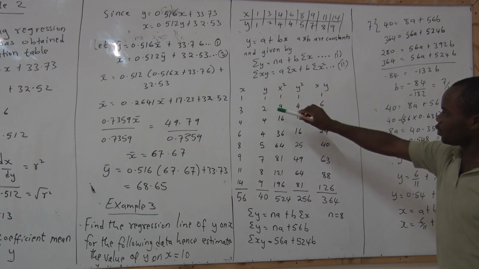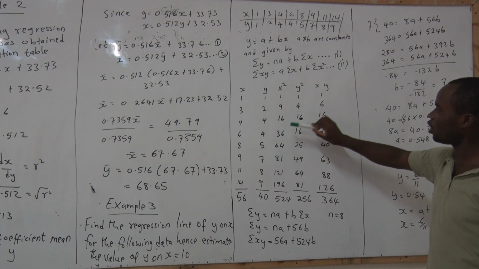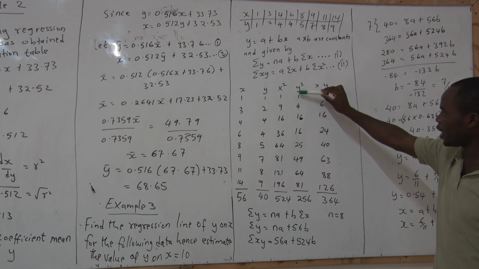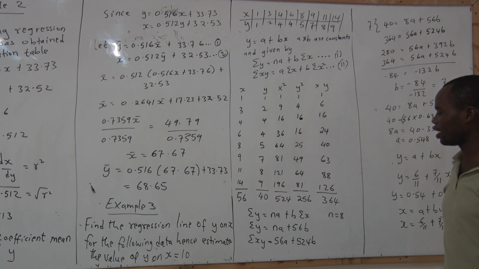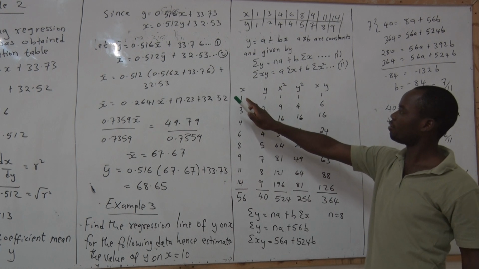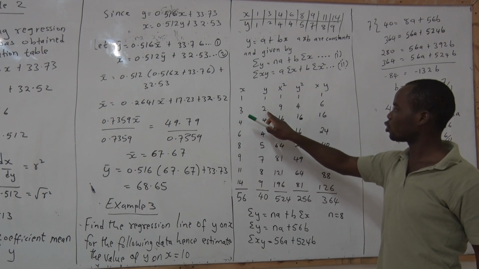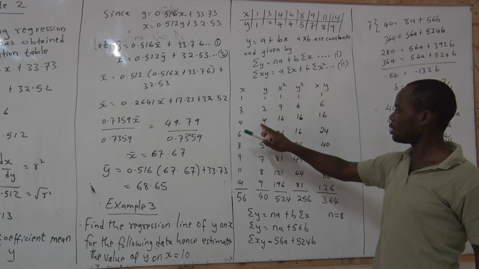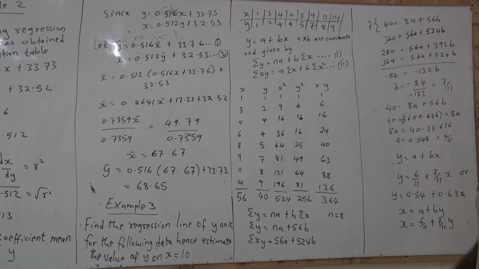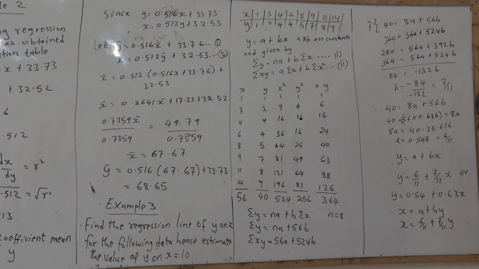Here as well, we square the y column. 1 squared is 1, 2 squared is 4, 4 squared is 16, and we repeat the same process. Then we add all of them, we get 256. And on this other column, it is the product of x times y. 1 times 1 is 1, 3 times 2 is 6, 4 times 4 is 16. We fill in this entire column, and if we add them, we get 364.